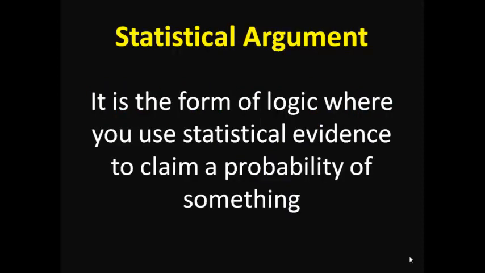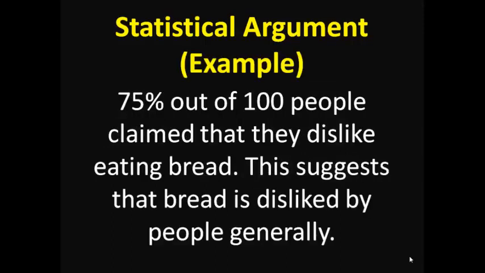And the last one is statistical argument. It is a form of logic where you use statistical evidence to claim a probability of something. For example, 95% out of 100 people claim that they dislike eating bread. This suggests that bread is disliked by people generally. This will be useful if you want to suggest a point that cannot be proven by facts.